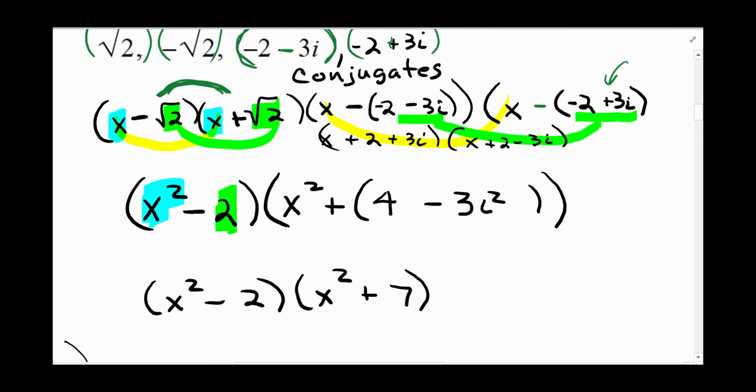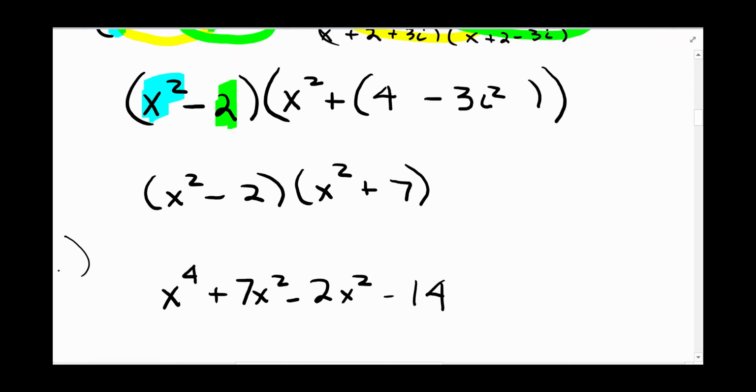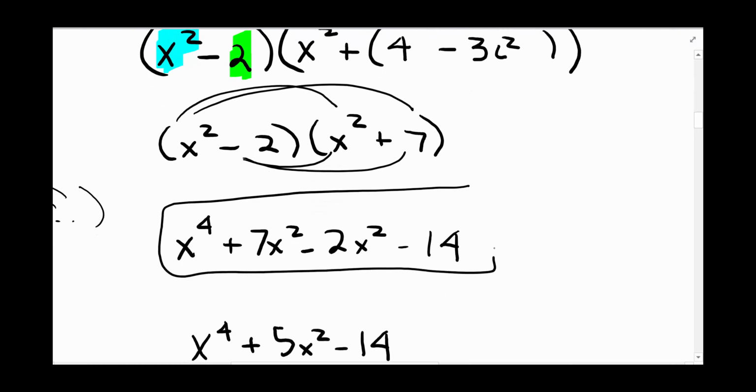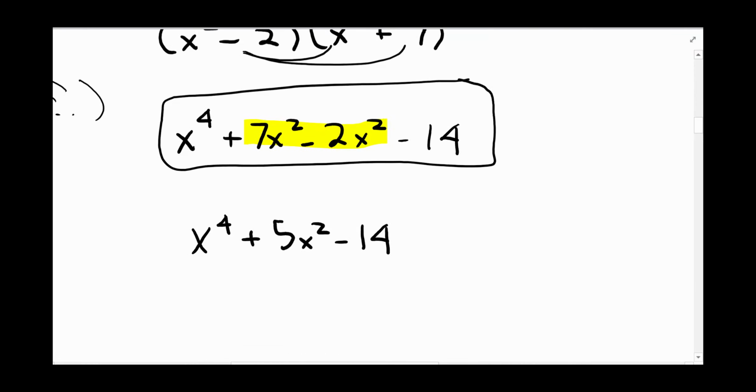Because remember, when you deal with imaginary numbers, the complex pieces cancel out. And this is what we're left with. You do the double distributive here, x squared times x squared times 7. Negative 2 times x squared, negative 2 times 7. Here you have like terms. You add those together, and this is the final result.